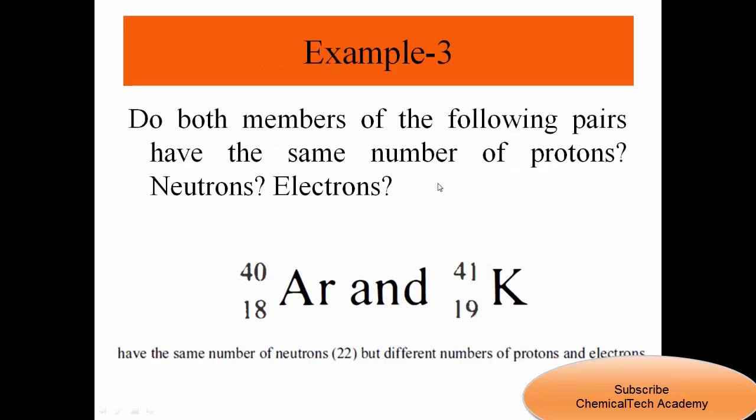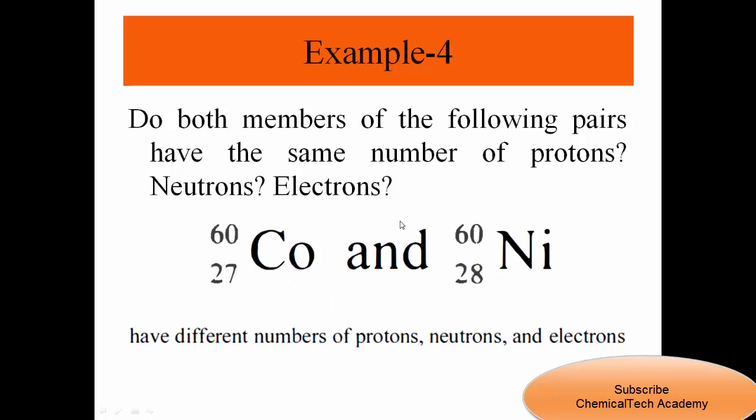Do both members of the following pairs have the same number of protons, neutrons, and electrons? Here we have argon, 18 and 40, and potassium, 19 and 41. As you see here, the atomic numbers for both of them are different, so we can say the number of protons and number of electrons are different between these two. If we calculate the number of neutrons for argon, we have 40 minus 18, which is going to be 22, and for potassium it is 41 minus 19, again 22. So these two elements have the same number of neutrons, but different numbers of protons and electrons.